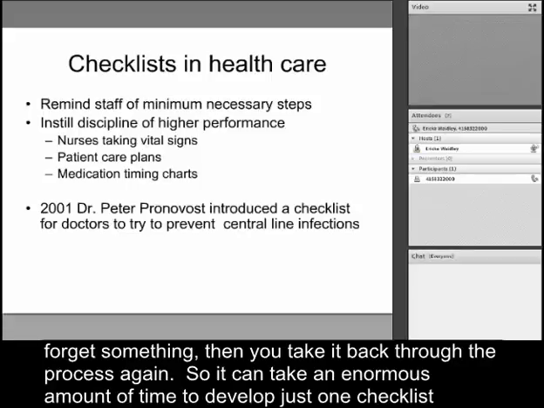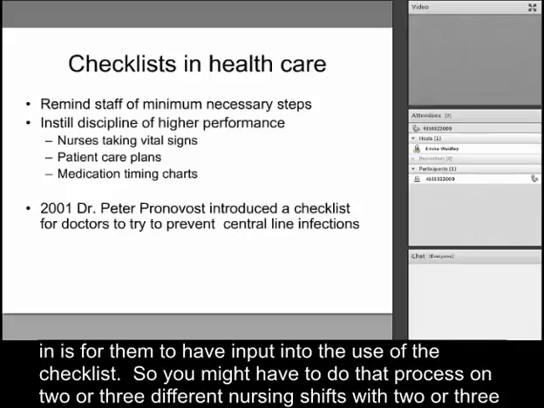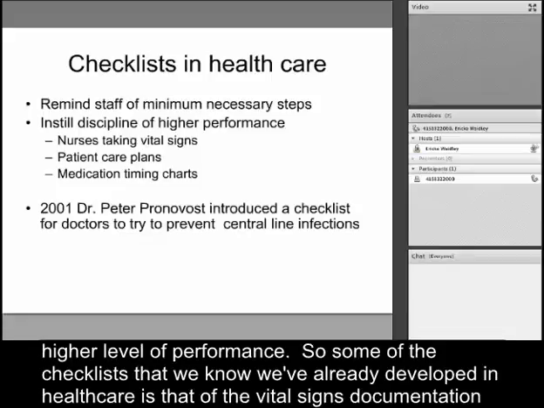So it can take an inordinate amount of time to develop just one checklist, because you want to make sure that the people who are going to be using the checklist, number one, have bought into it. And the best way to get that buy-in is for them to have input into the use of the checklist. So you might have to do that process on 2 or 3 different nursing shifts with 2 or 3 different staffing patterns just to have the first round of input into the draft of the checklist. They're also meant to instill discipline and to create a higher level of performance.